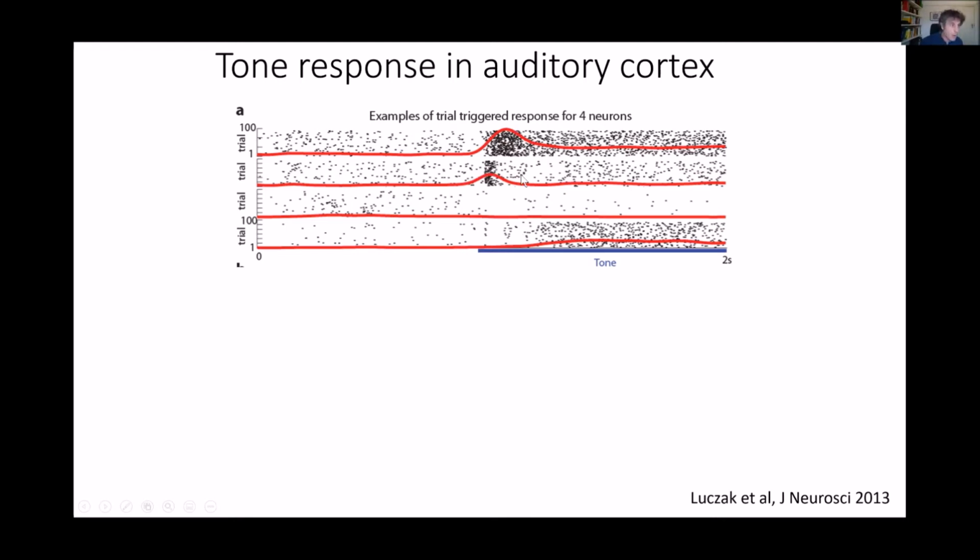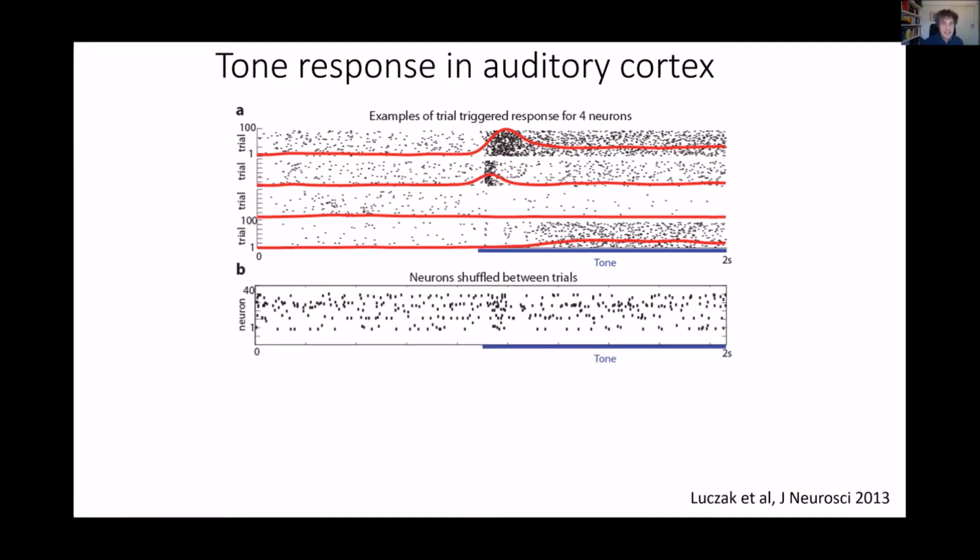And you can see what you see in auditory cortex. There's an onset response, often. Sometimes it lasts longer, sometimes it lasts shorter. Occasionally there's a sustained response. Occasionally there's both. Occasionally there's a suppression. So what you might think is going on at the population level is something like this.